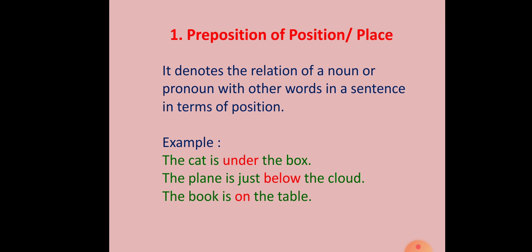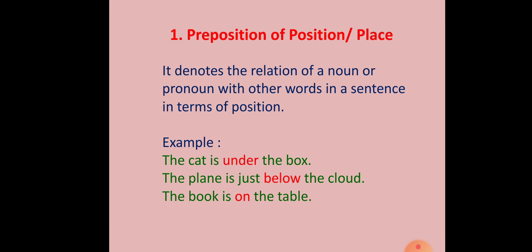The cat is under the box. So in this sentence, under is a preposition which is showing the relation of the box with the cat. So what is the position of the cat? It is under the box. Next sentence: the plane is just below the cloud. Below is a preposition, and here in this sentence it is showing the relation of the cloud with the plane. So what is the position of the plane? It is below the cloud.